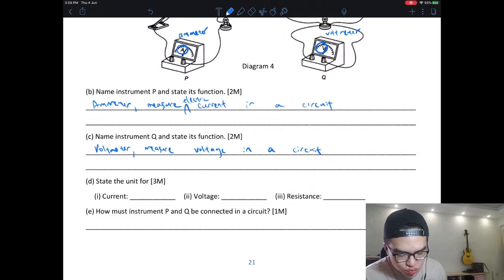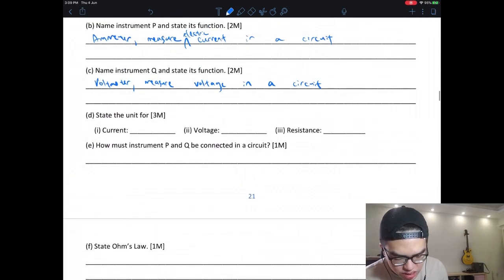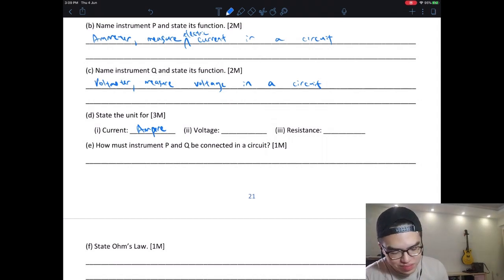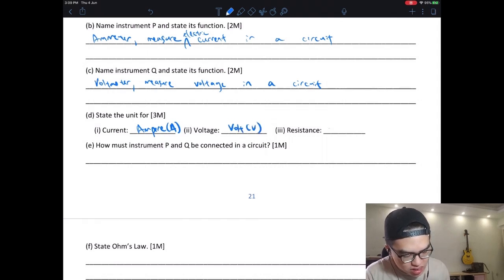Alright, so state the unit. Now they want the unit. So this is the ampere. Okay, good question. Should you write the symbol or should you write the full name? For me, I will write both. Okay, this is volt, V. This is ohm. Okay, omega.